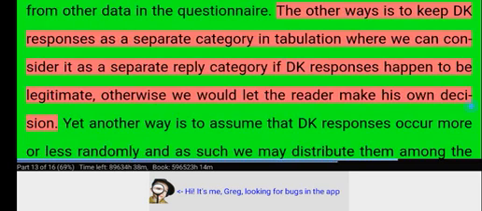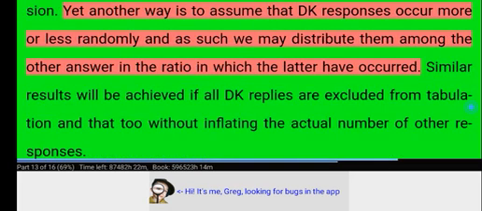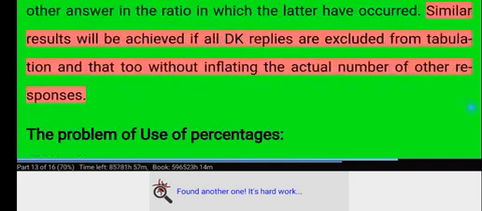The other way is to keep DK responses as a separate category in tabulation, where we can consider it as a separate reply category if DK responses happen to be legitimate, otherwise we would let the reader make his own decision. Yet another way is to assume that DK responses occur more or less randomly, and as such we may distribute them among the other answers in the ratio in which the latter have occurred. Similar results will be achieved if all DK replies are excluded from tabulation without inflating the actual number of other responses.